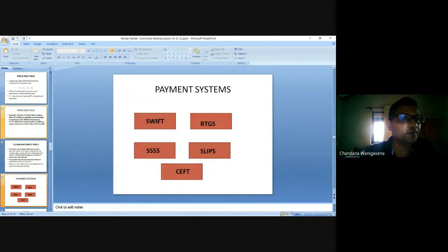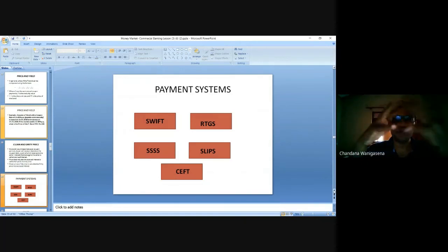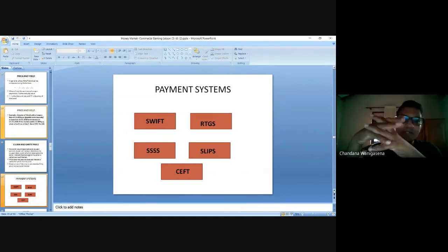So we discussed clean and dirty price. Now payment systems. Briefly, I'll run through a couple of slides on payment systems so that you will know what they are, because payment systems are important for fixed income securities, treasury bills and treasury bonds, and these calculations. RTGS and the scripless security settlement system are modes of payment systems.